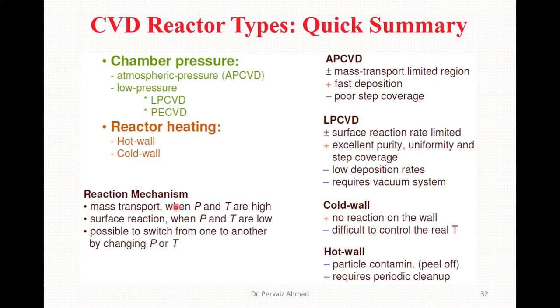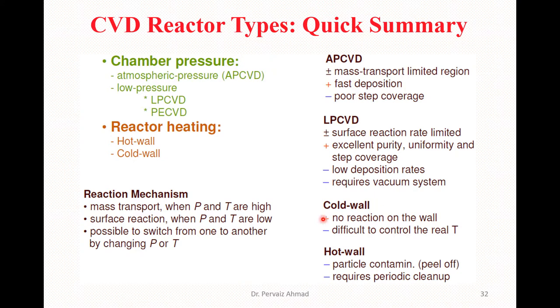So in the reaction mechanism of the CVD technique, we have mass transport when pressure and temperature are high. We have surface reactions when pressure and temperature are low. So it is possible to switch from one to another by changing pressure and temperature. When we have atmospheric pressure CVD, we mean a mass transport limited region, plus positive depositions, minus poor step coverage. If we change that to low pressure CVD, we get a surface reaction rate limited region, plus excellent purity, uniformity, and step coverage. Minus low deposition rates, minus required vacuum system, which are some of the demerits of this technique.